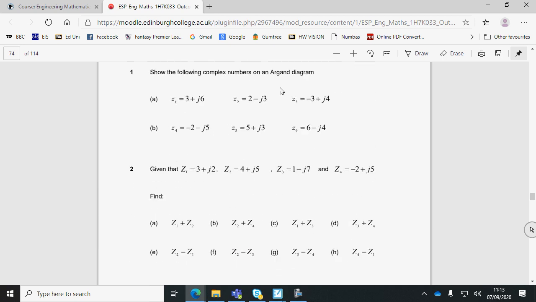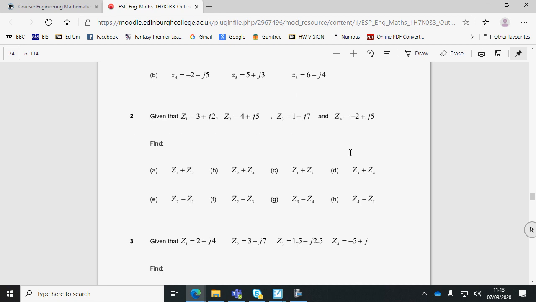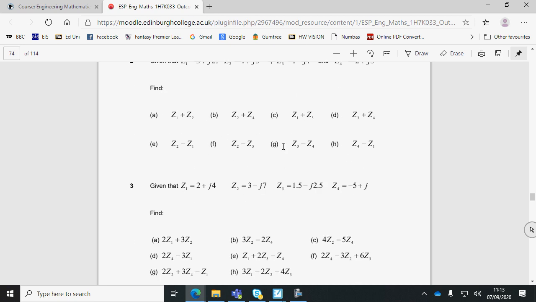It's got question 1, show these on an Argand diagram, and then questions 2 and 3 are doing algebraic simplification of complex numbers. Now, the good thing about these workbooks is that there are answers at the end. Okay, so you can find the answers at the rear of the book.